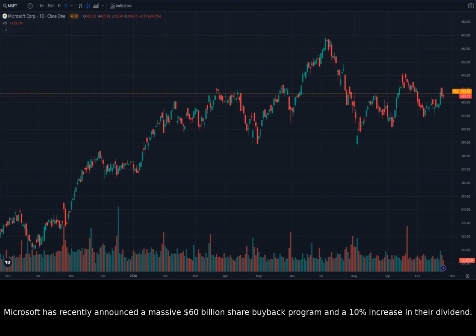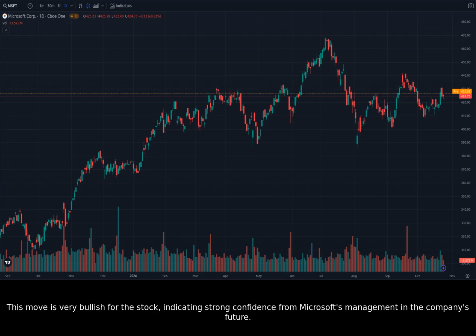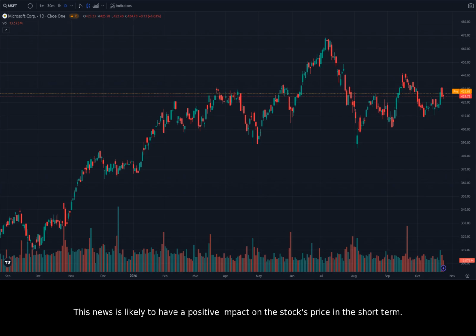Microsoft has recently announced a massive $60 billion share buyback program and a 10% increase in their dividend. This move is very bullish for the stock, indicating strong confidence from Microsoft's management in the company's future. This news is likely to have a positive impact on the stock's price in the short term.